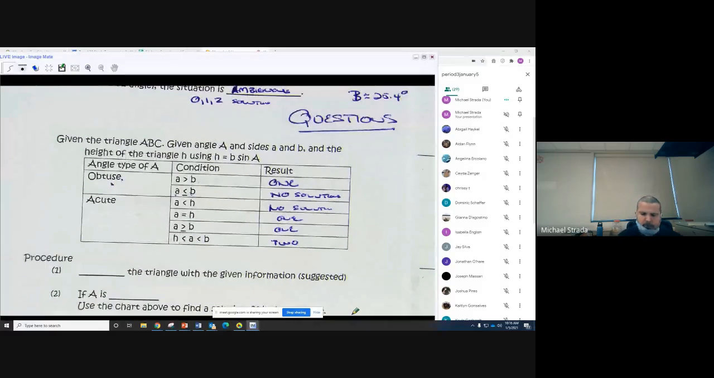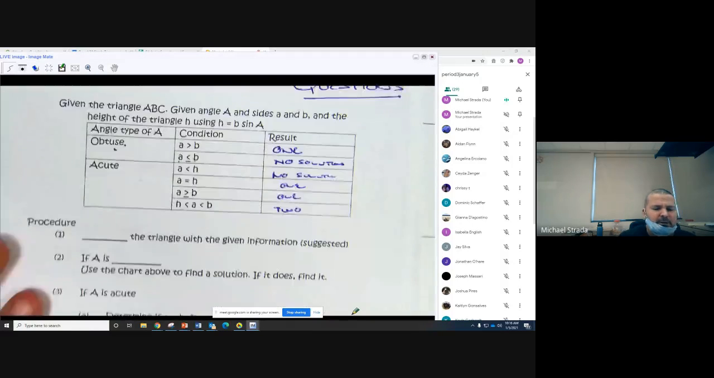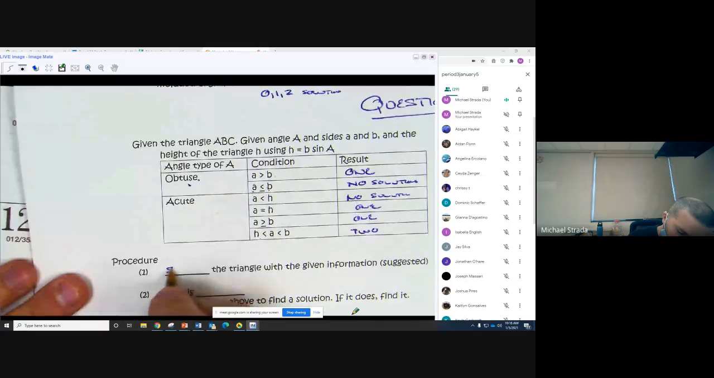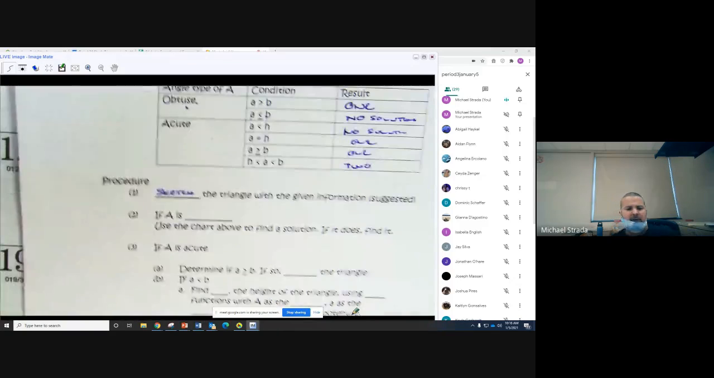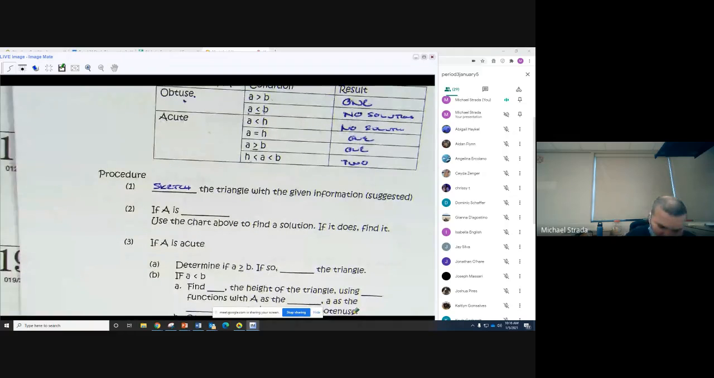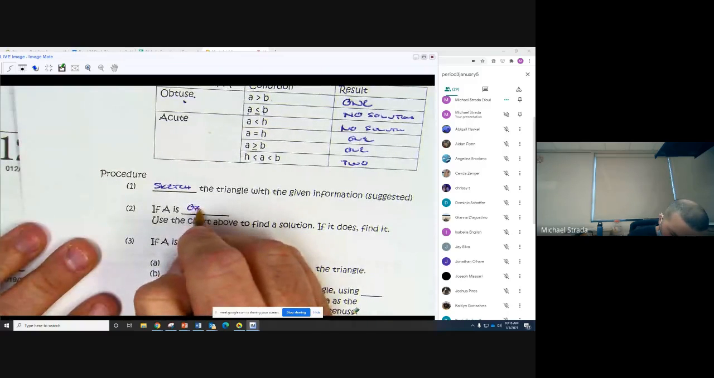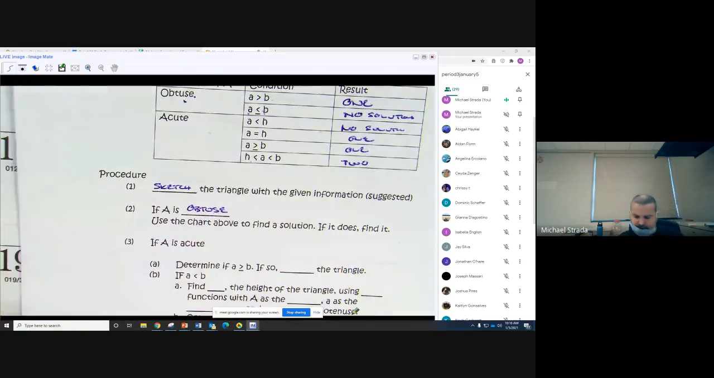Okay? So the procedure in doing these: we're going to sketch the triangle with the given information. That is suggested to you. It'll help you to organize everything. All right? If A is obtuse, use the chart above to find a solution. If it does have one, find it.